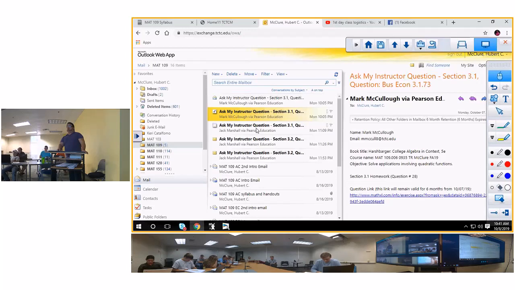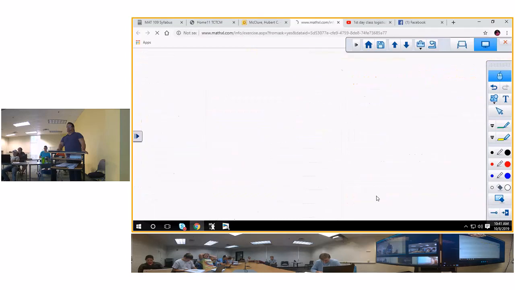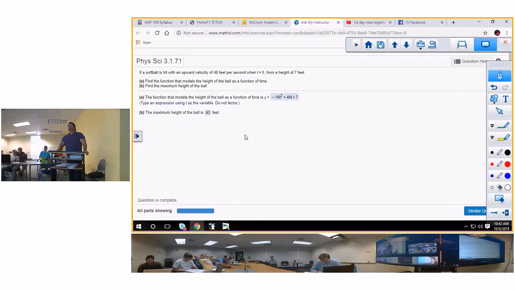And if you wrote it, then that's nice. Let's look at number 27. Is this the same type? No, this is one that I like. This is one that I always put on a test. If a softball is hit with an upward velocity of 48 feet per second when t is equal to 0 from a height of 7 feet. Height of 7 feet means nothing except for a 7. Find the function of the model.